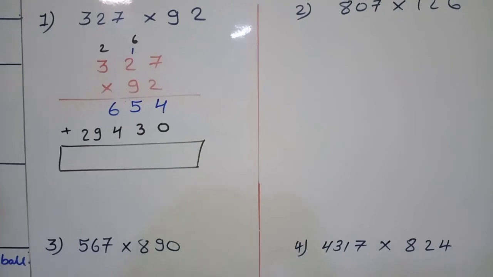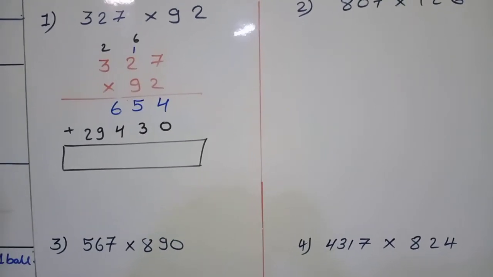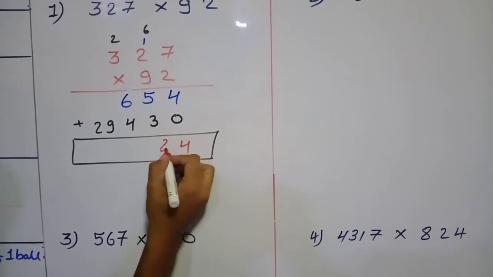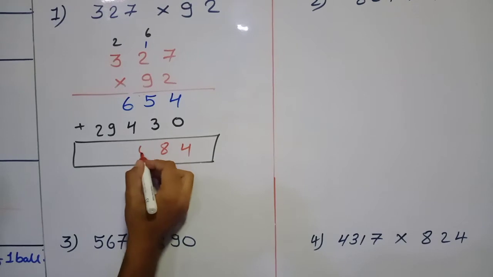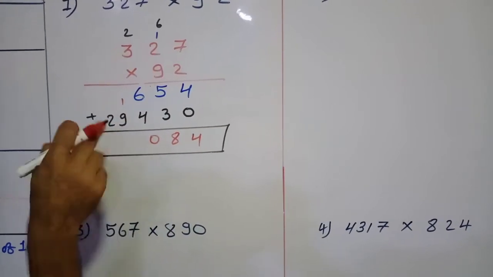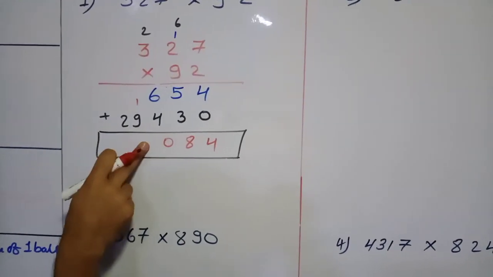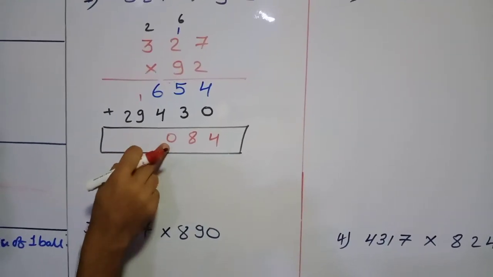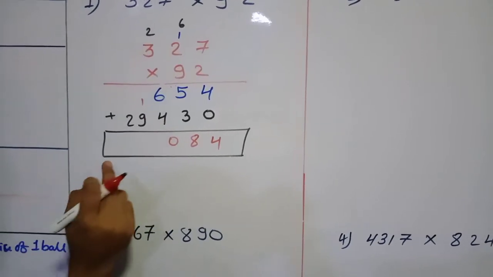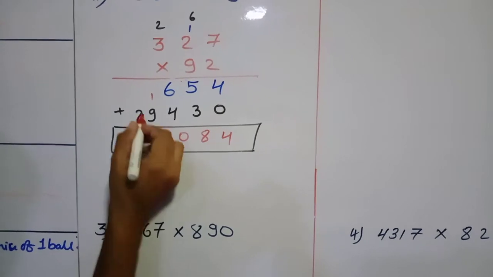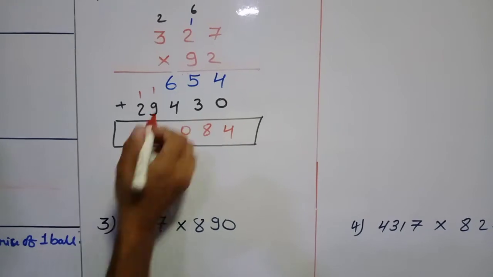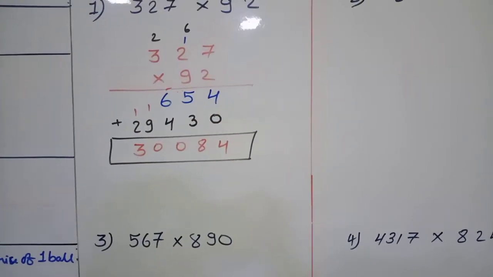Now we are going to add these two. Let's start. 4 plus 0, 4. 5 plus 3, 8. 6 plus 4, 0 and 1 carry. Because in addition also we have already learned, whenever we get a 2-digit number, the digit at the unit place goes down and the digit at the tens place is carried to the next number. So 1 plus 9, 10. Again 1 carry. 1 plus 2, 3. This way we can do the multiplication of a 2-digit number.